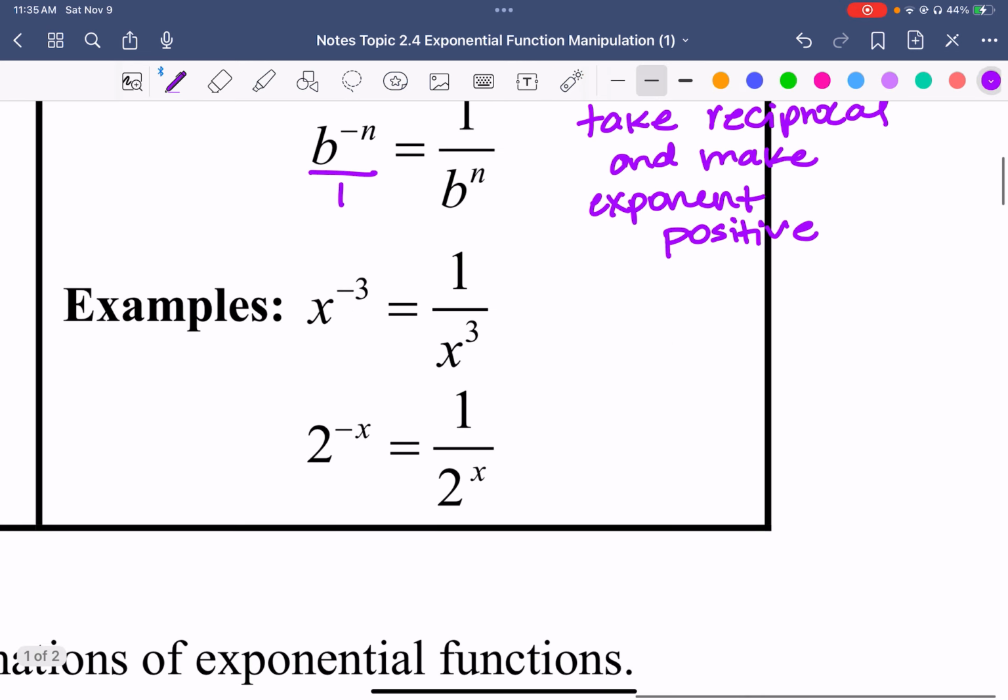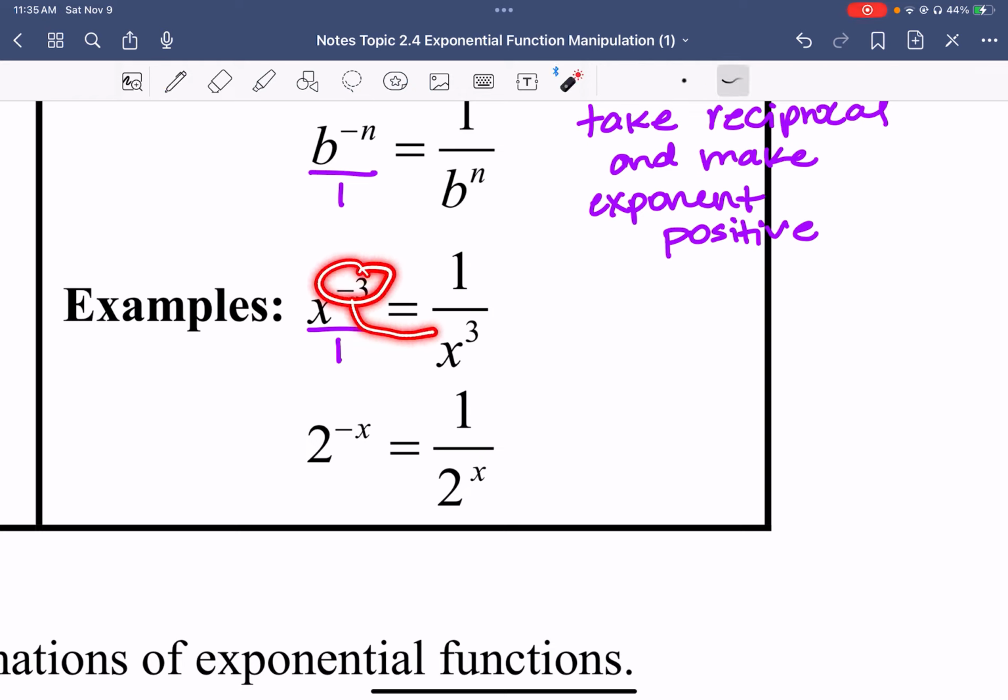So again, here's another example. X to the power of negative 3 is divided by 1. Flip it around, take the reciprocal, you get 1 in the numerator, and then the negative 3 becomes positive in the denominator. Okay, 2 to the power of negative x, always divided by 1. You flip it around, take the reciprocal, the 1 is in the numerator, and this negative x becomes a positive in the denominator.